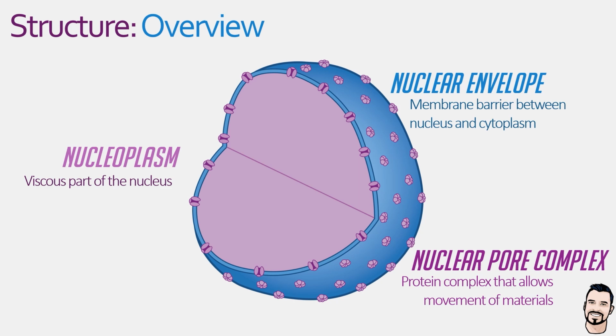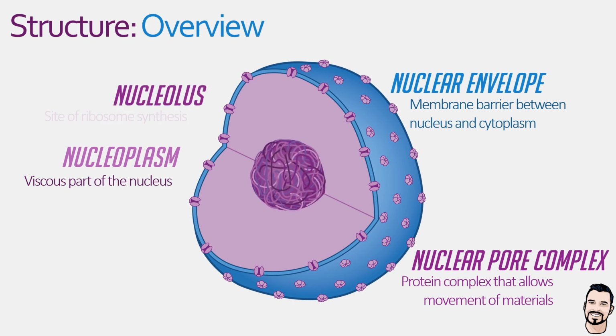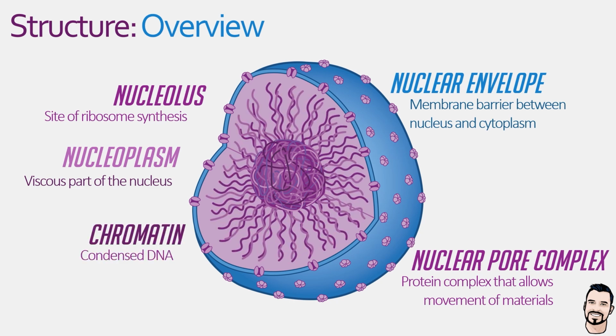Now, sitting within the nucleoplasm is one of the most prominent features, the nucleolus. This is the largest non-membrane bound structure inside the nucleus, and its main job is to help manufacture ribosomes, the tiny machines responsible for protein synthesis. Finally, surrounding and interwoven throughout the nucleoplasm is chromatin, a complex of DNA and proteins which keeps the genome compact and organized, allowing it to fit inside the nucleus while still being accessible for transcription and replication.